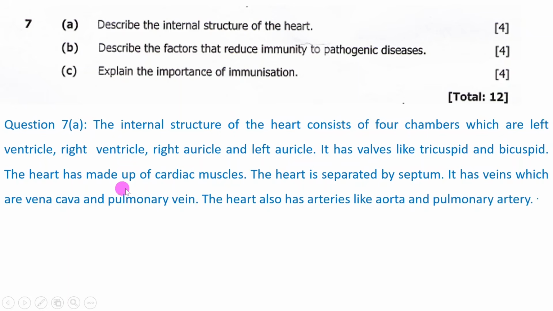Then the heart is made up, okay, sorry here. So the heart is made up of the cardiac muscles. So the heart is separated by septum. It has veins which are vena cava and pulmonary vein. So the heart also has arteries like aorta and the pulmonary vein. So this is how you get to answer this first part.